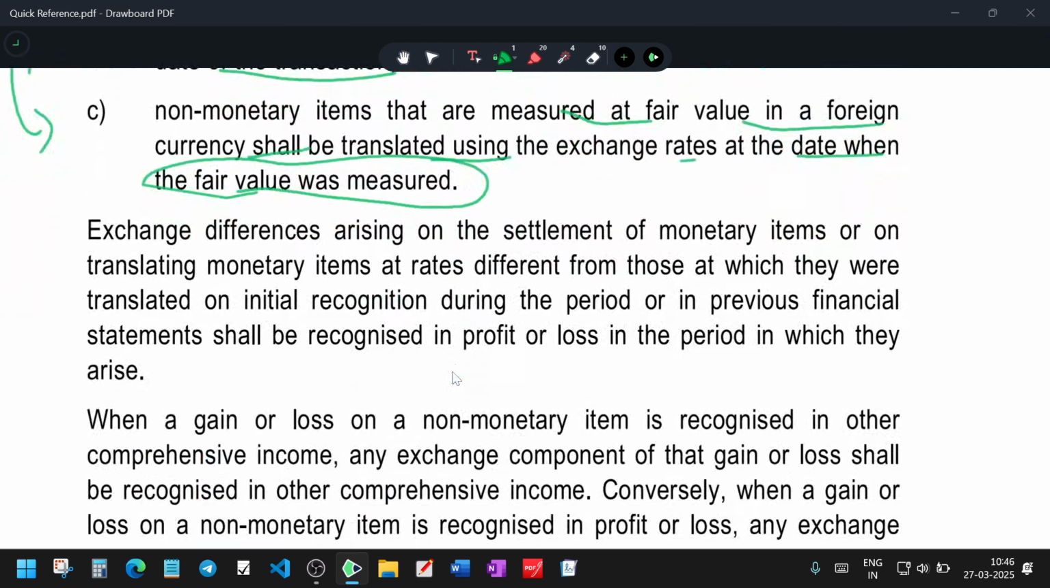Okay. The exchange differences arising on settlement of monetary items, or on translating monetary items at rates different from those at which they were translated on initial recognition during the period or in previous financial statements, shall be recognized in the profit and loss account in the period in which they arise. Surely there is a gain arising or a loss arising. Where should I recognize it? Foreign exchange fluctuation gain, foreign exchange fluctuation loss. That is to be considered and booked in the P&L account.